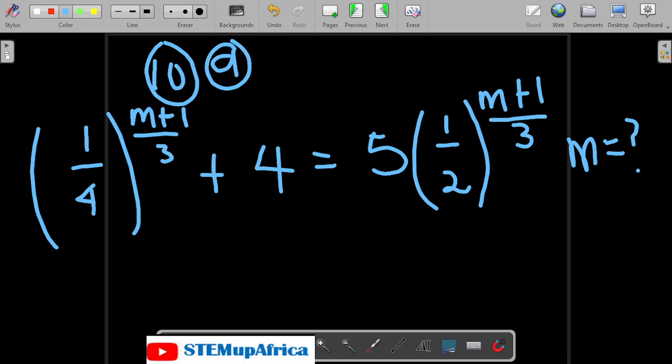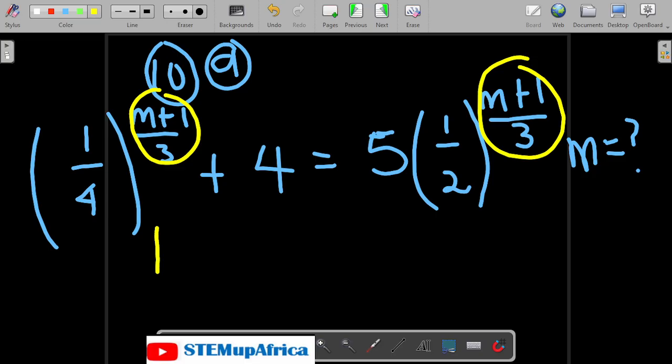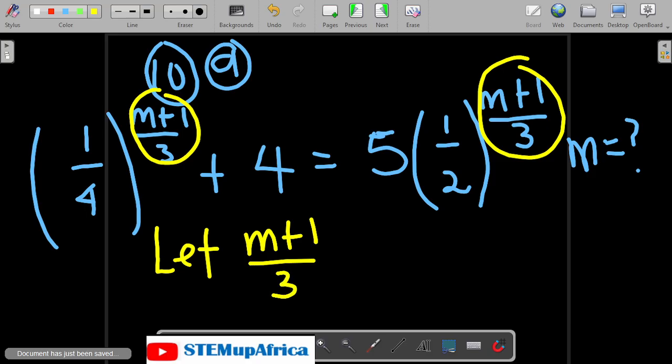Anytime you have an exponential equation like this, try to study it and find similarities. We have a similarity here, n plus 1/3, n plus 1/3. So let's classify. Let's say n plus 1 over 3, let's call it p.